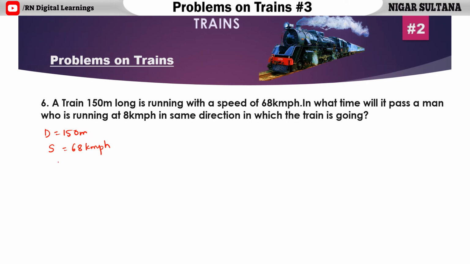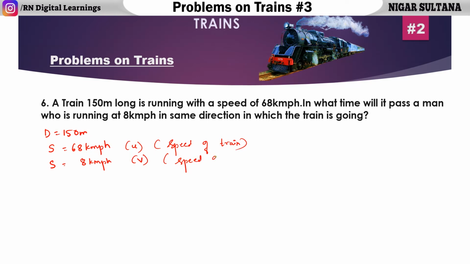So they have given the man. So this is u, speed of train. Next, another you have 8 kilometer per hour. Let's take this v, speed of man running. Now they are talking about the same direction.